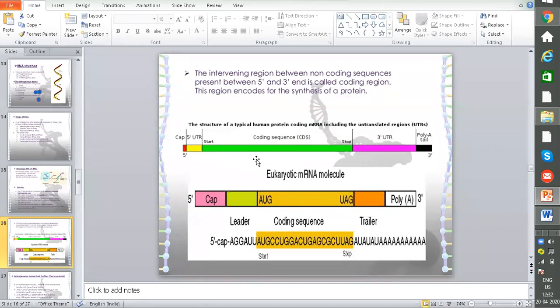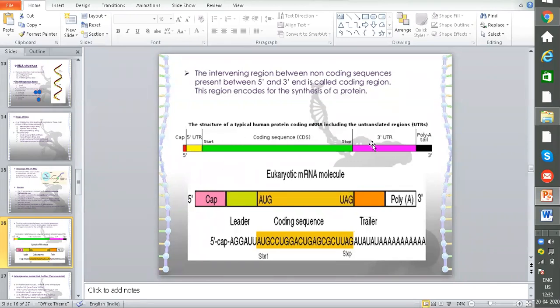This is the main important part. Here, this is the transcribed area, where the genetic information is available. This area will be useful for the formation of enzymes and proteins. It will reach the ribosomal area, and there this area will be useful for translation.